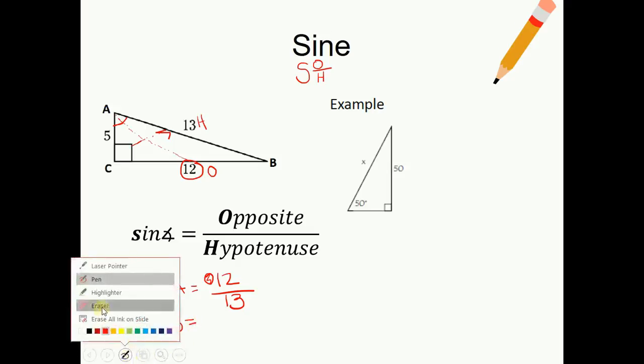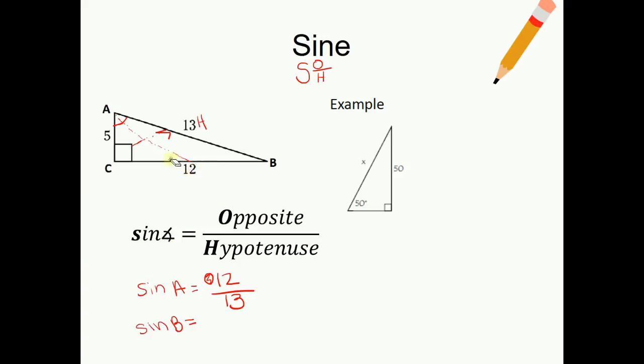You know what? I bet our opposite side's going to change, because if I'm looking for the opposite of this angle, I got to go across the way, all the way to 5. So this would be my opposite side, 5, over my hypotenuse, which is 13. In this case, the 12 side would be the adjacent side to B, which we'll use a little bit more once we get to cosine.